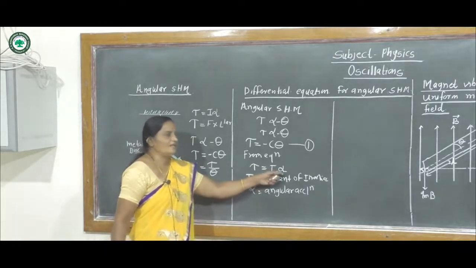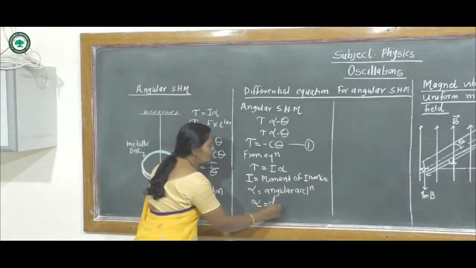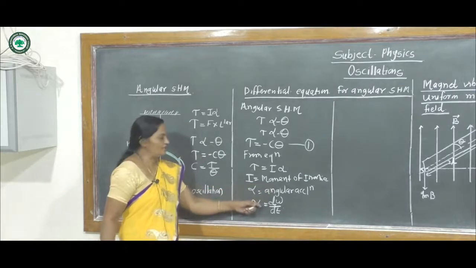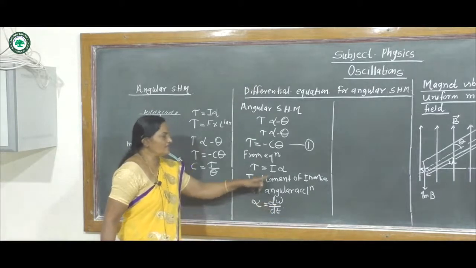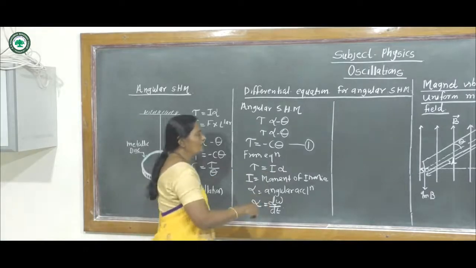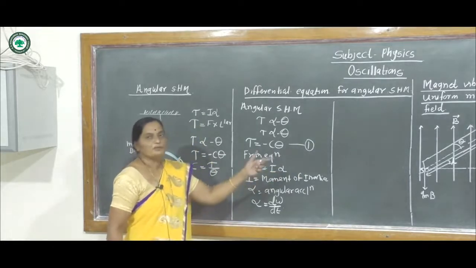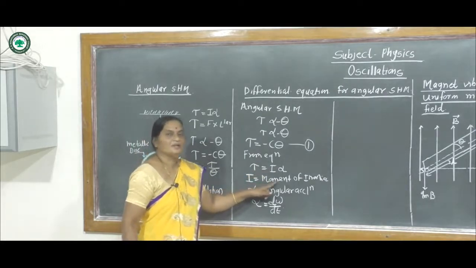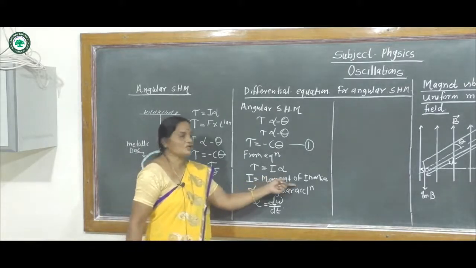In case of angular acceleration, it is the rate of change of angular velocity, that is, d omega by dt. Angular acceleration is the rate of change of angular velocity. Again, moment of inertia: what is the moment of inertia here? Moment of inertia is the product of mass and square of distance from the axis of rotation. In this case, I is moment of inertia, the product of mass and square of distance from the axis of rotation.